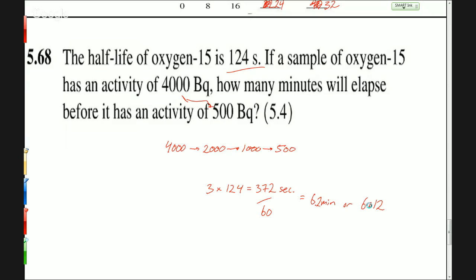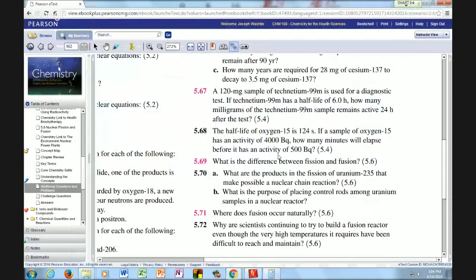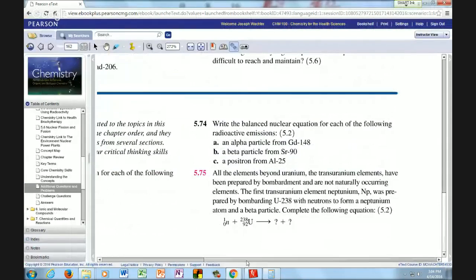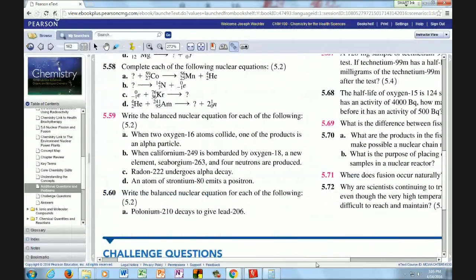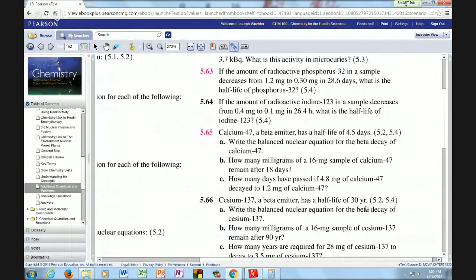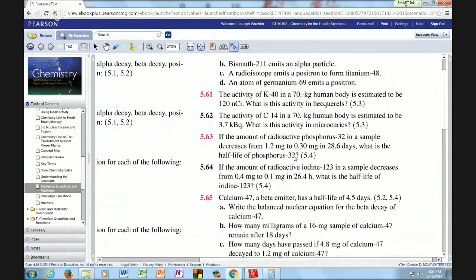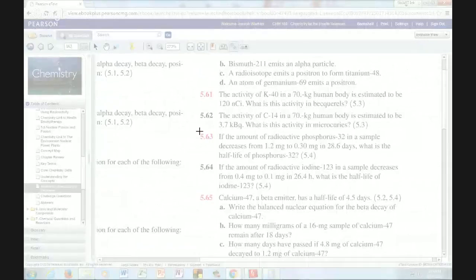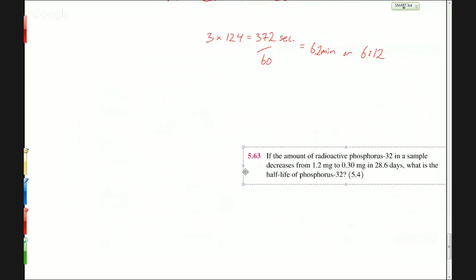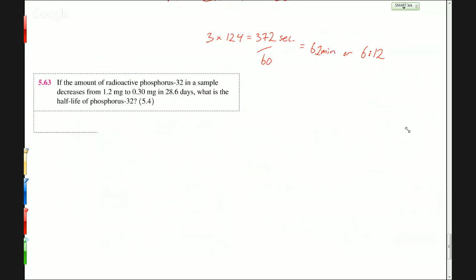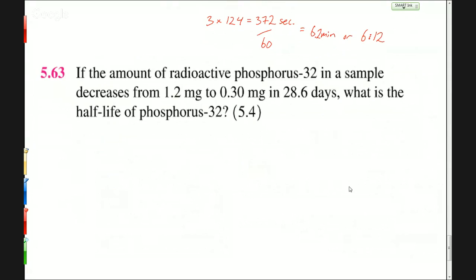Okay. Let's look at one more. I want to look at one about dating. So here's one where we're told the time, but not the half-life. We have to find the half-life. The amount of radioactive phosphorus-32 decreases from 1.2 milligrams to 0.3 milligrams in 28.6 days. What is the half-life?